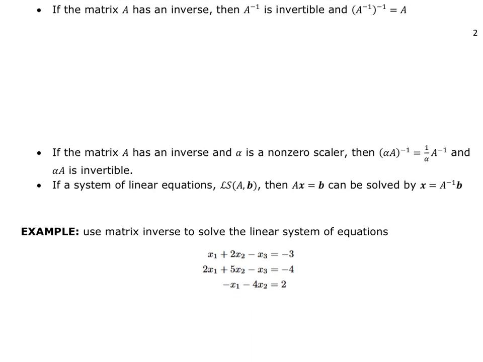Some of the other things that we get is that if A has an inverse and alpha is a non-zero scalar, then if I multiply A by my scalar alpha and invert it, it is the same thing as inverting my original matrix and then dividing by, not multiplying by, but dividing by my scalar. If a system of linear equations has a solution of AX equals B, we can solve it by doing the matrix inversion.